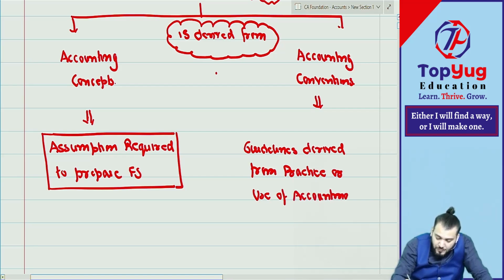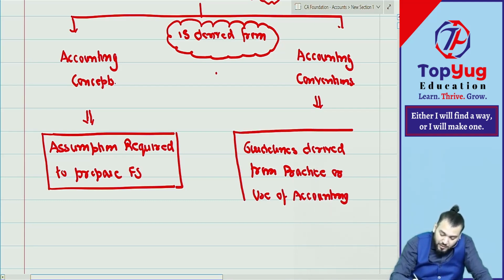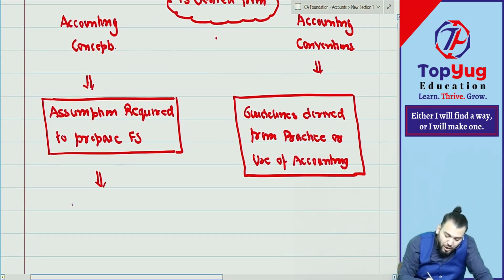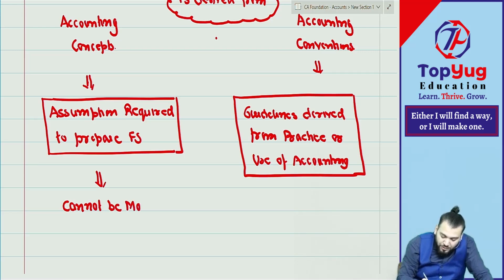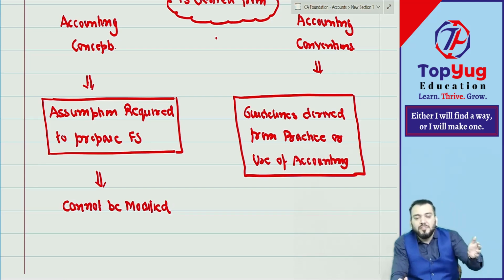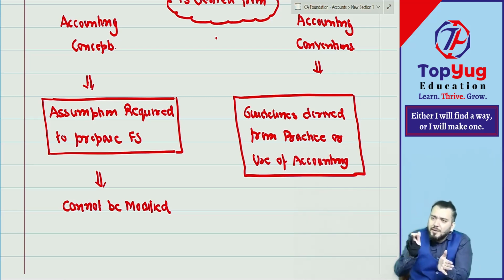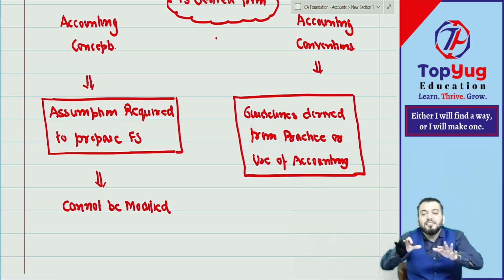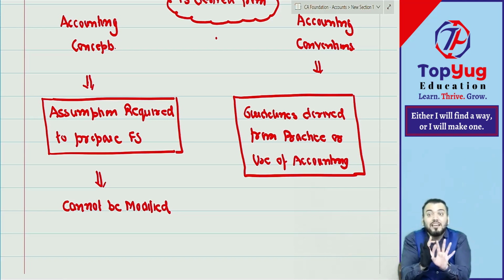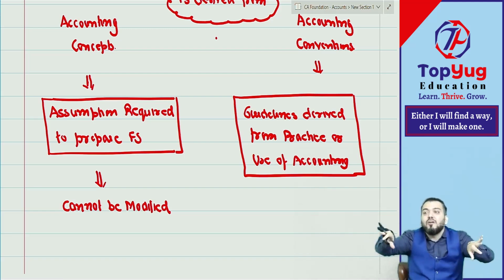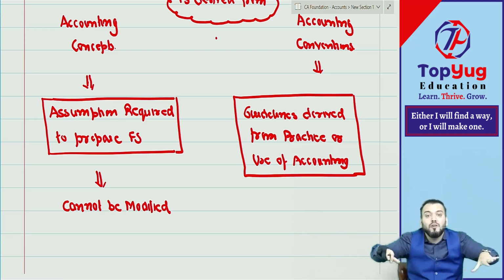Got it? When I say assumptions, these assumptions cannot be modified. If we are performing accounting in India, we use the same assumptions that are used in the US. So accounting concepts remain the same wherever accounting is done. They cannot be modified and will remain uniform throughout the world.